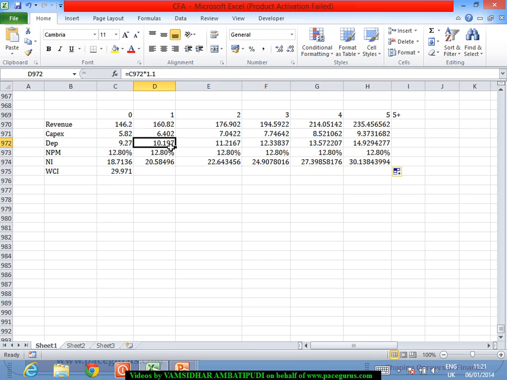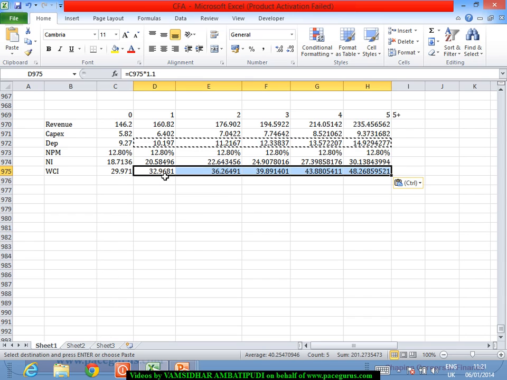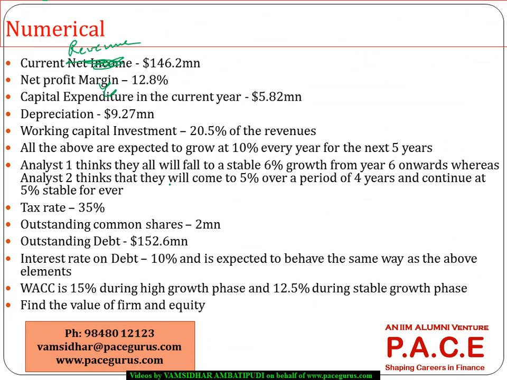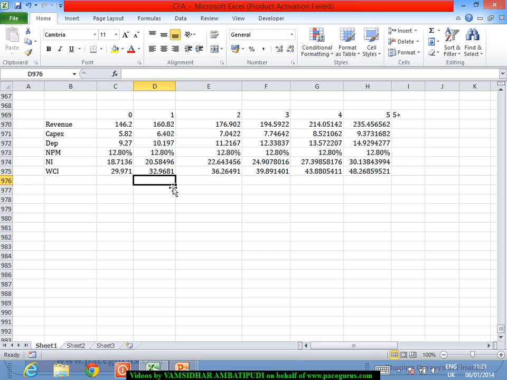And the same way I can look at the working capital investment also. For the next 5 years it is expected to grow at the rate of 10%. Then analyst one thinks that they all will fall to a stable 6% growth from the year 6 onwards. So from the year 6 onwards, all these are expected to grow at 6%.